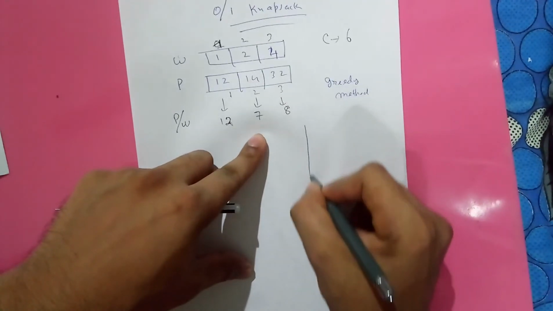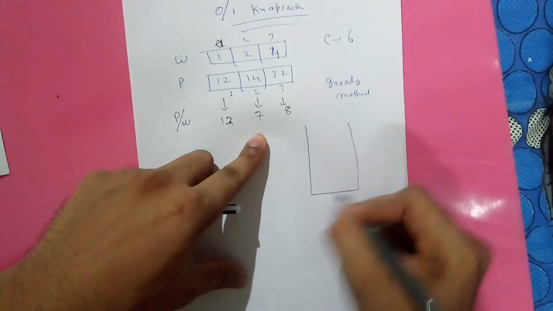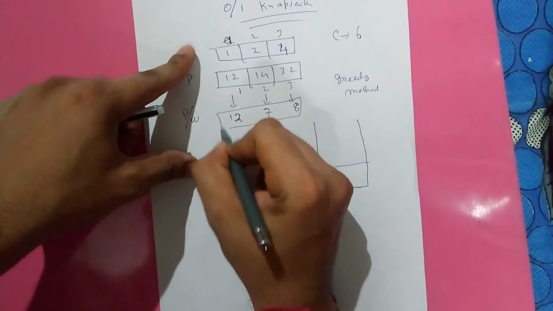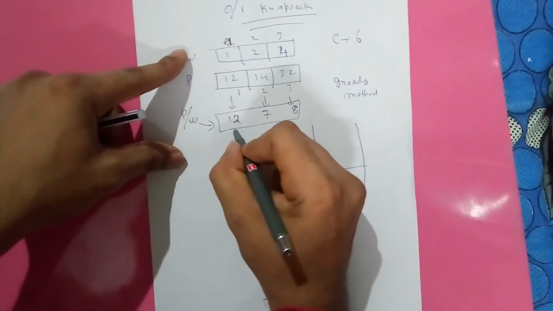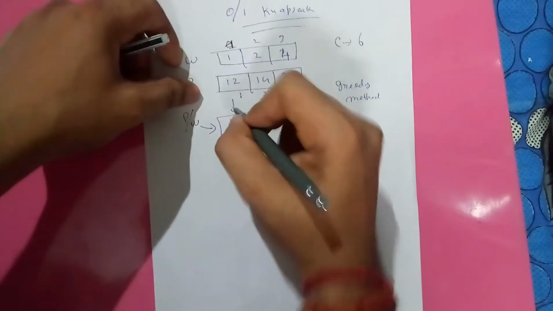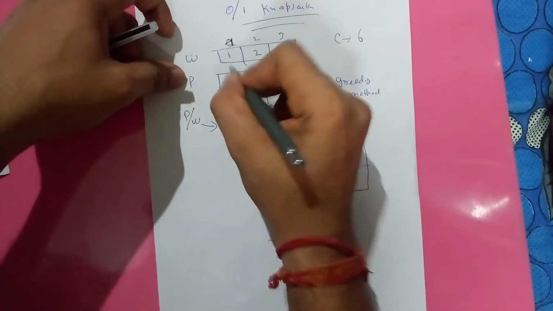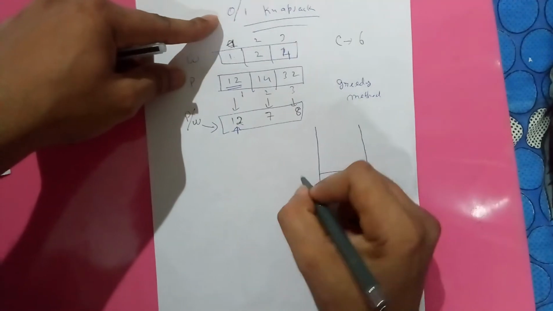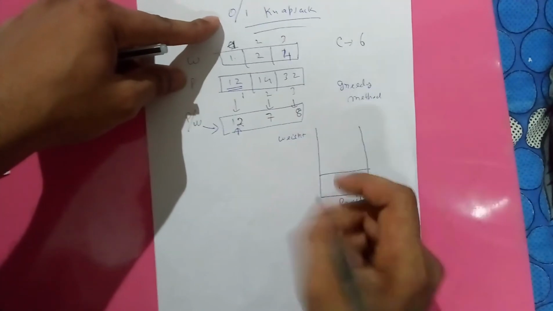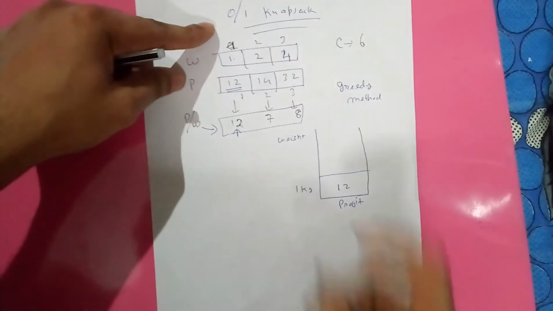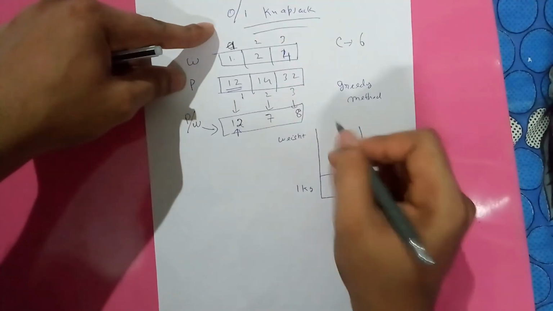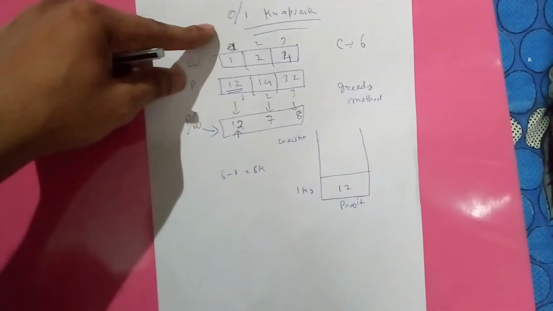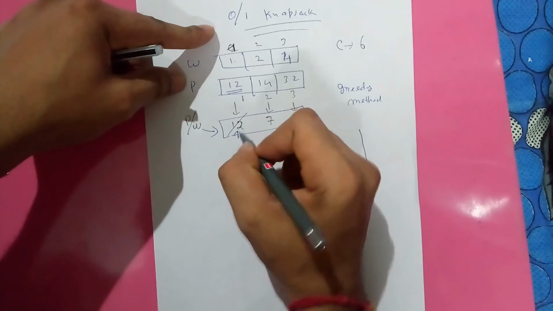Basically, I have a bag. Initially I fill the highest value in profit to weight ratio, which is 12. So the profit associated with this 12 is 12 and the weight is 1 kg. After allocating this, we are left with a weight of 6 minus 1, which is 5 kg. Then I cancel this out.